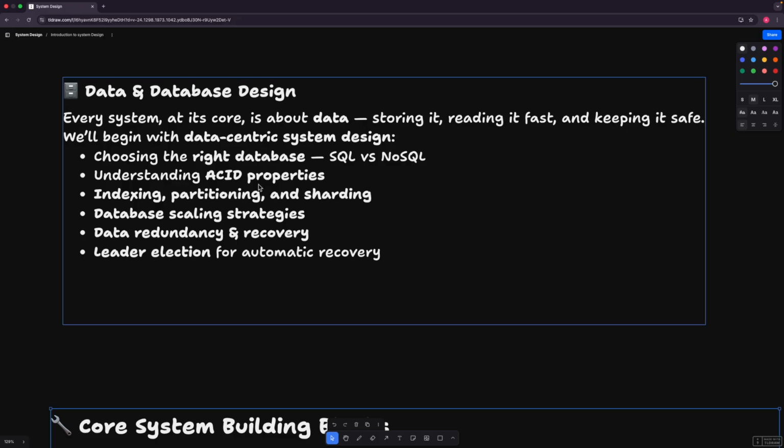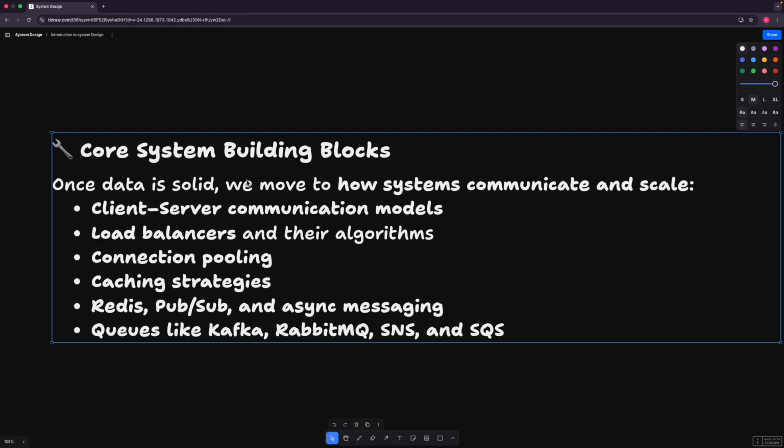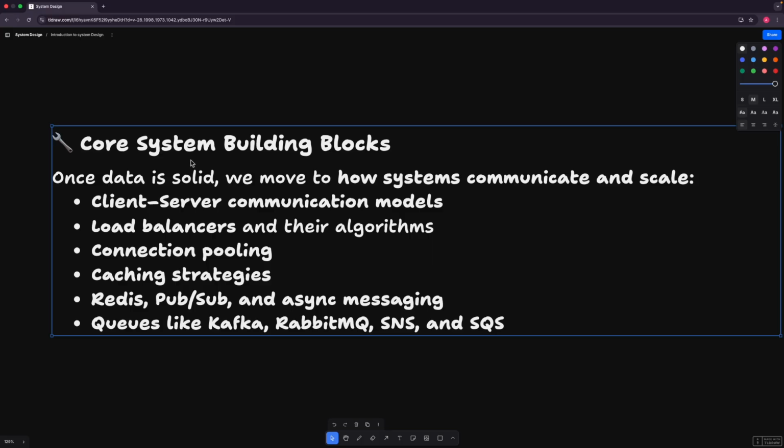Once we are good with the core of the system design, that is the database part, we'll move to the next part, the core system building blocks. In that, first of all, we'll start with client-server communication models. It may be gRPC or REST or anything else. If it is there, we'll be discussing that. Then we'll discuss load balancers and the different algorithms used in them.